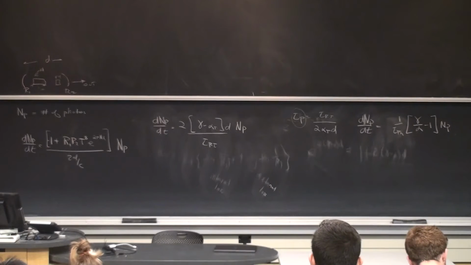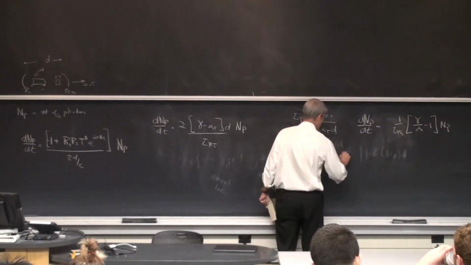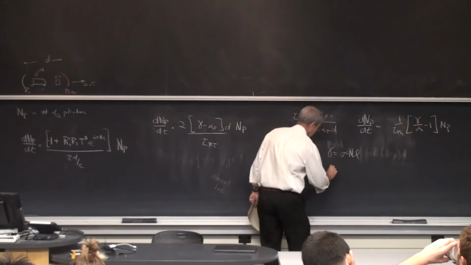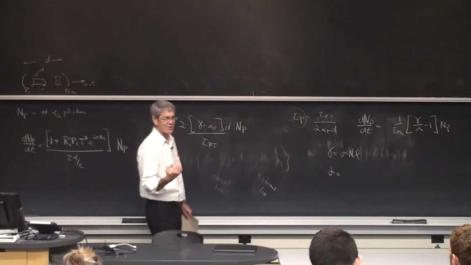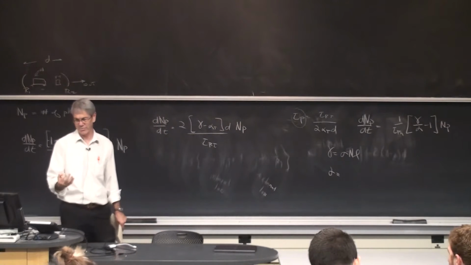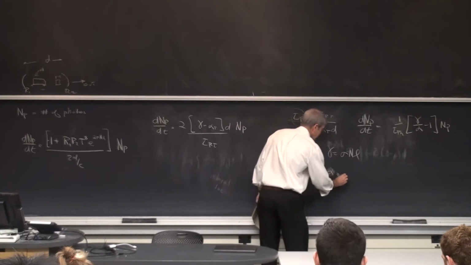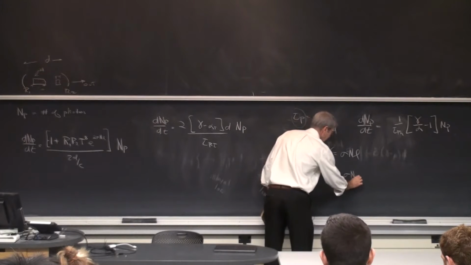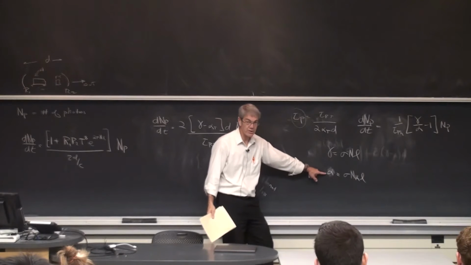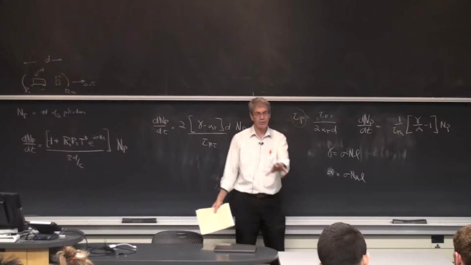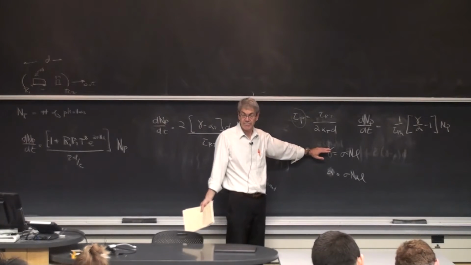Now, the last step. This is my gain. Gain, remember, was sigma N L. My loss was the loss per unit length. And the loss, I can relate to my threshold inversion. If I have a loss alpha, that must be the same as sigma N threshold. That's a very important step here. One reason we're doing this alpha stuff is that I want to get my losses in terms of my threshold. My gain is, of course, in terms of the inversion.